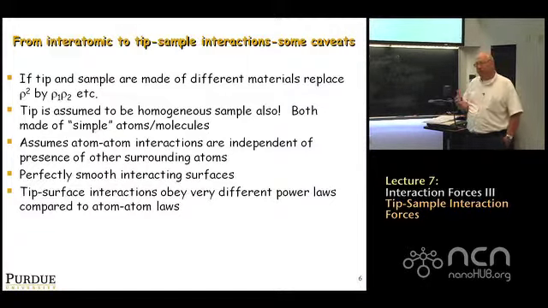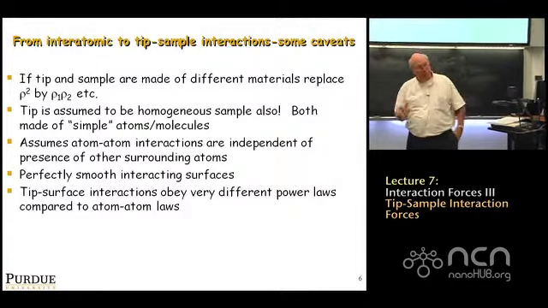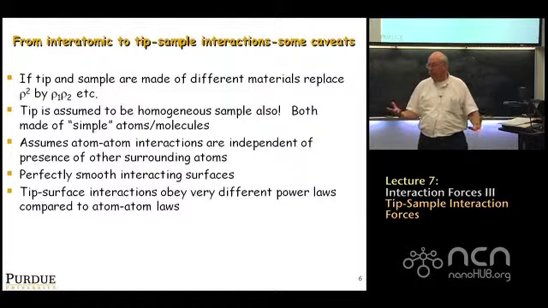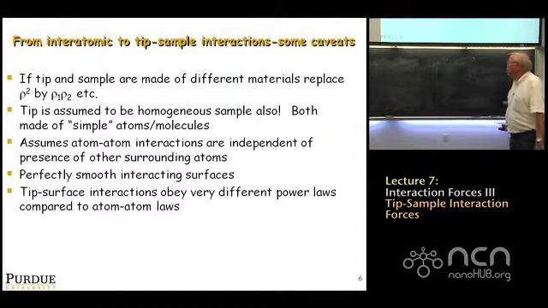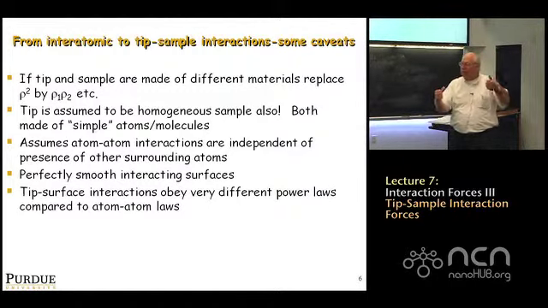We assume the tip is a homogeneous sample. The reason we assume it's a homogeneous sample is so we can apply integral calculus. So we're assuming that everywhere inside that tip, everything is uniform. If it's not, then you can't integrate over the shape of the tip, right? We're also assuming that this Hamaker constant, or that this van der Waals interaction, is independent of the other molecules and atoms that are around.